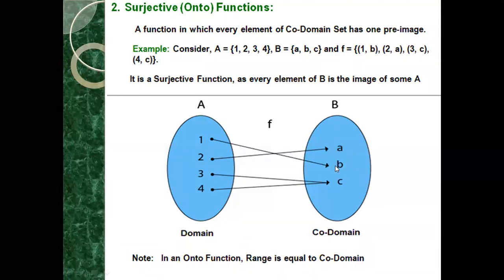So the codomain elements a, b, c have pre-images in A. Okay. So a from 2, b from 1, c from 3. Okay. So every element of codomain has a pre-image in domain. Then we say that the given function is onto.